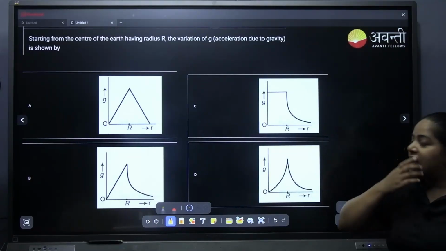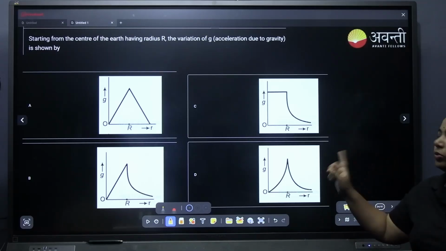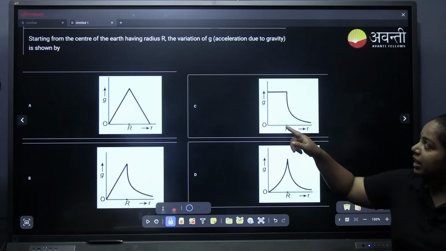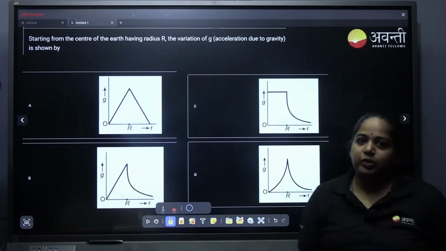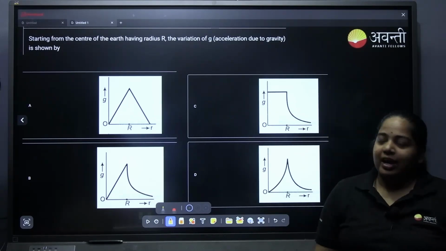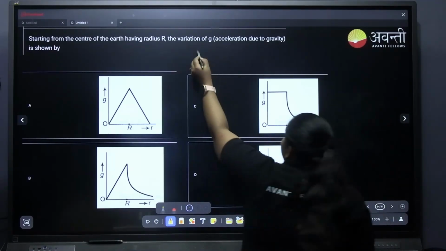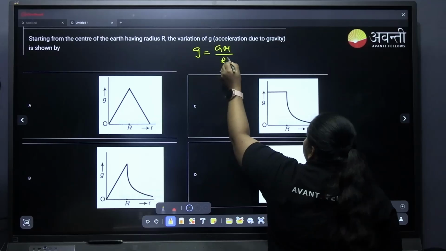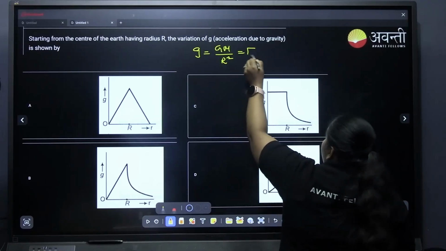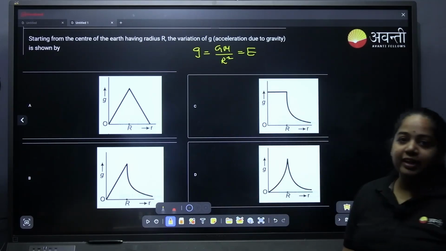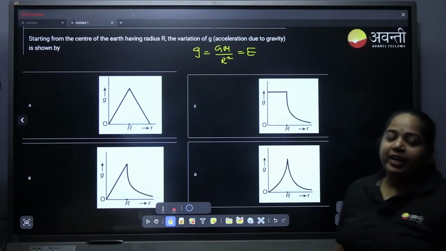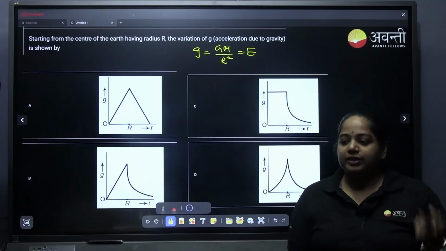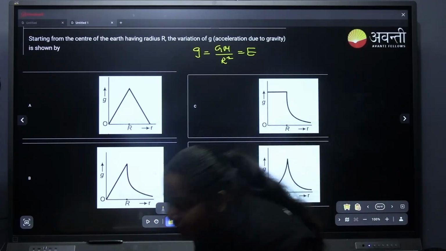Next one, graphical question. These are like must-do questions. Starting from the center of Earth having radius r, you have to find the variation of g. As I told you, what is g? g is GM by r square. This is the same as our gravitational field, right? So the variation of field with respect to distance r, that is the graph we have to find.